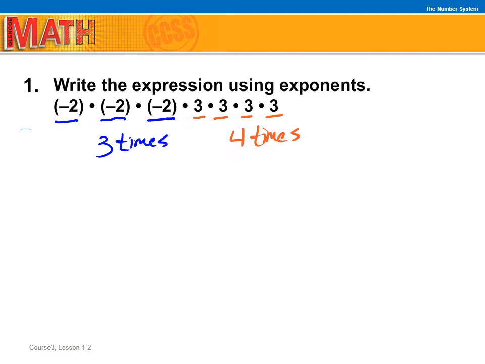So in exponents, I'm going to take my negative 2, and because it's in parentheses, it's important that I include the parentheses. It's showing 3 times, so it's going to be the exponent of 3, using multiplication here. The base 3, and it's 4 times, so it's to the 4th power.